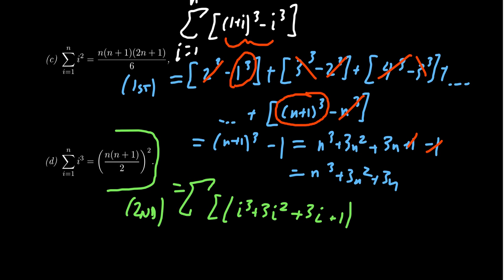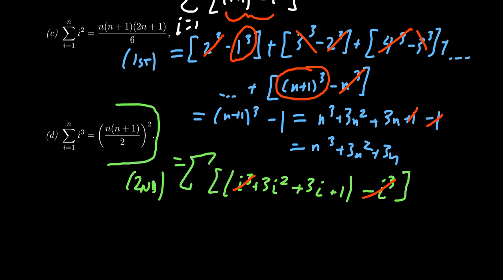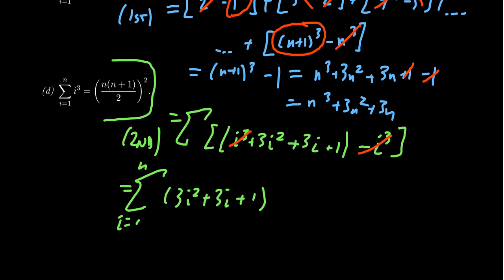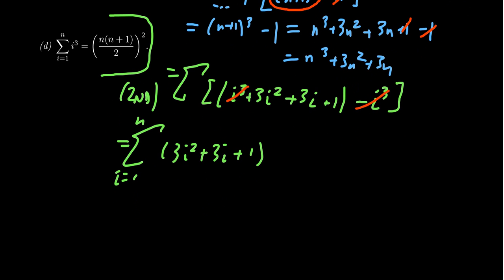That's the first bit when you FOIL it out. And then you have a minus i cubed right here. And so since there's some i cubes that get each other, you can cancel those things out. And then the next piece, you're going to end up with the sum of 3i squared plus 3i plus 1, again as i goes from 1 to n. And so what we're going to do is use the linearity properties that we had seen in the previous slide and try to expand this thing.